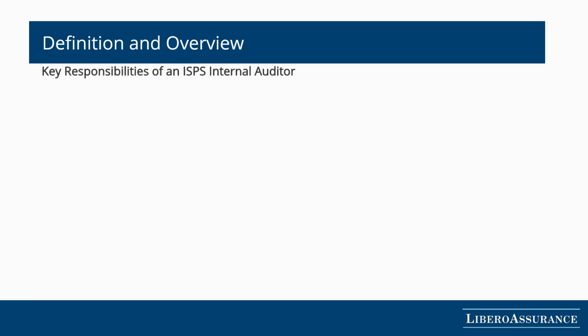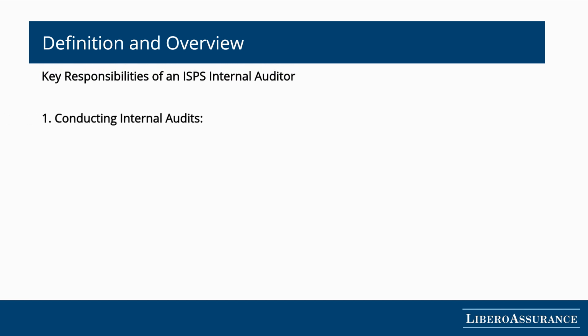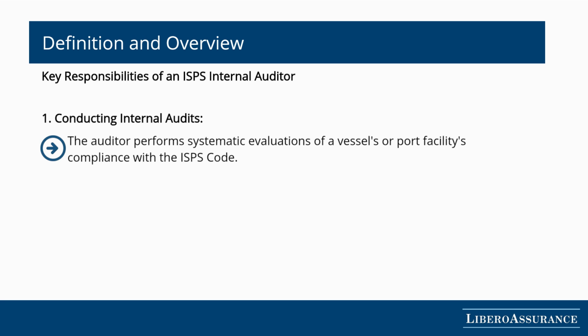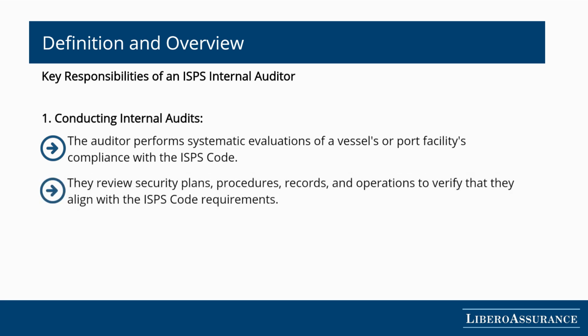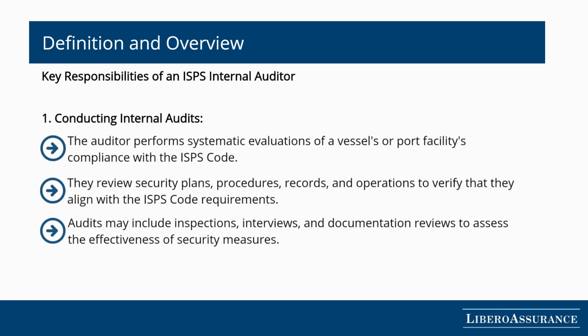The main responsibilities of an ISPS internal auditor include: 1. Conducting internal audits. The ISPS internal auditor checks if a ship or port follows the ISPS code. They review security plans, records, and daily operations. This includes interviews, inspections, and document checks, all to make sure security measures really work.